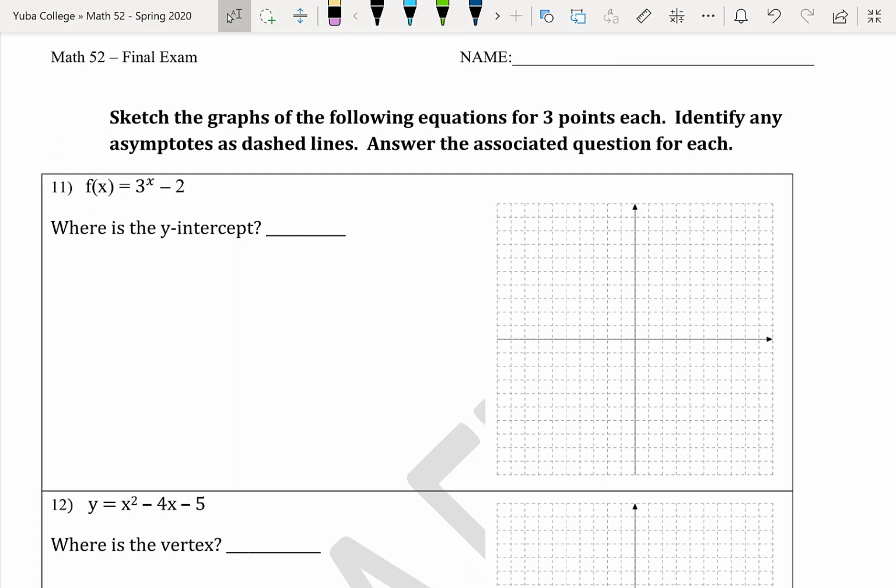We know when the y-intercept occurs, it's when our value of x is 0. If you look at any value on this y-axis, x is always 0. So to find the y-intercept, you're going to let x equal 0 and solve for y.